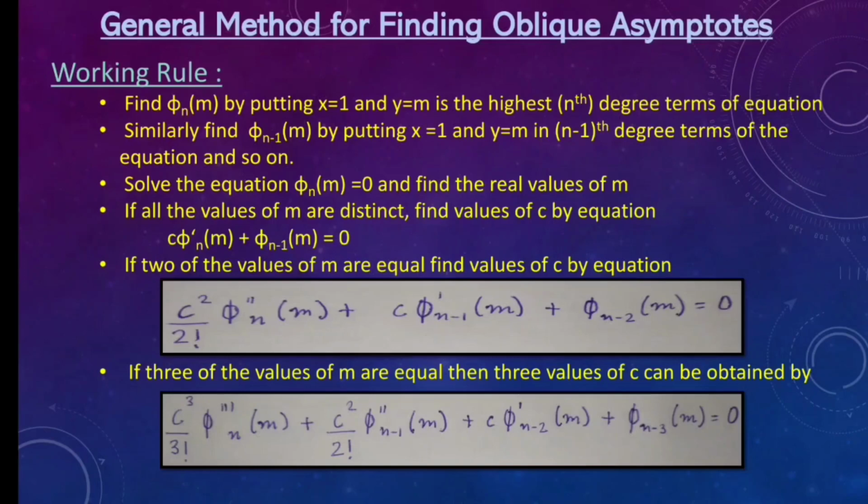to 0. Now if three of the values of m are equal, then the values of c can be found by c cube upon 3 factorial phi triple dash n m plus c square upon 2 factorial phi double dash n minus 1 m plus c phi dash n minus 2 m plus phi n minus 3 m is equal to 0. Now we'll solve some questions to understand it.